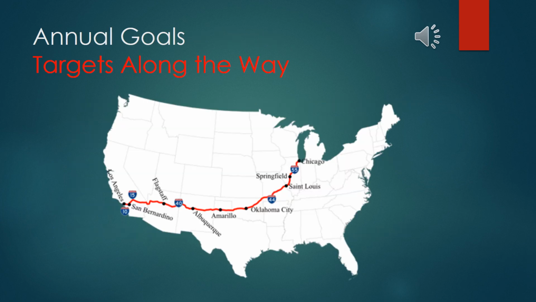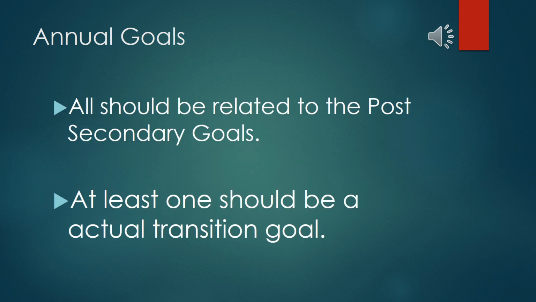Since our post-secondary goals are our ultimate destination, we can look at our annual goals as targets along the way to that ultimate destination. These goals should tell everyone who looks at that IEP what that student will be accomplishing within this year that will help them get a little closer to that ultimate post-secondary goal. Even though all of the annual goals should be directly related to the post-secondary goals, it is still necessary to also include at least one actual transition goal.